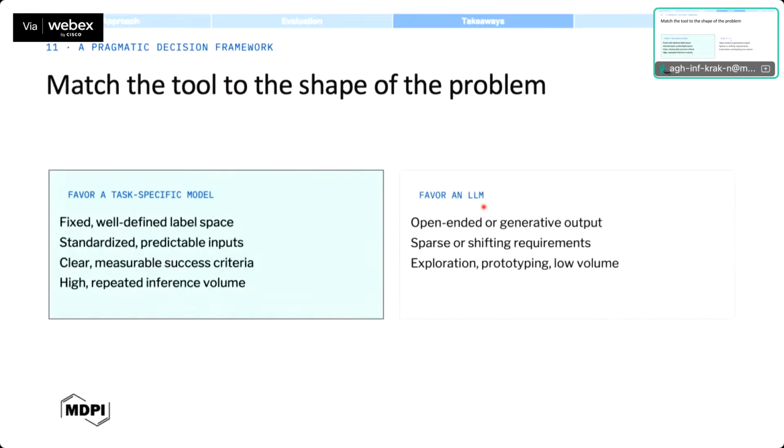So my takeaways from this is that if you have a very specific task, you should use a smaller model, right? And this says if you have a well-defined label space, if you have standardized and predictable inputs, clear measurable assessment criteria, and if you want to process a very large volume of data. And the other way around, if you have an open-ended problem, or if your requirements are always shifting, you can favor an LLM to solve your problem.